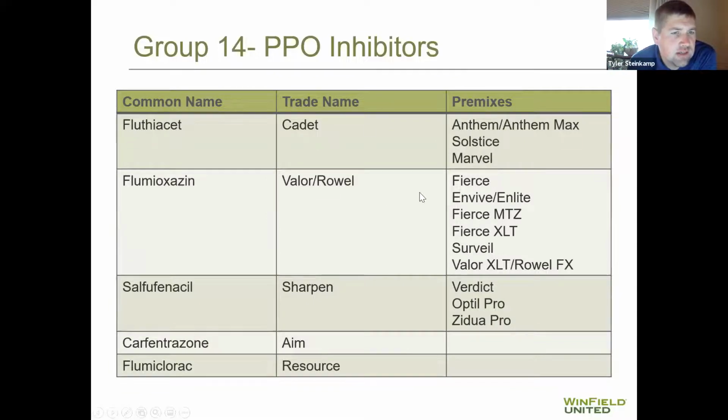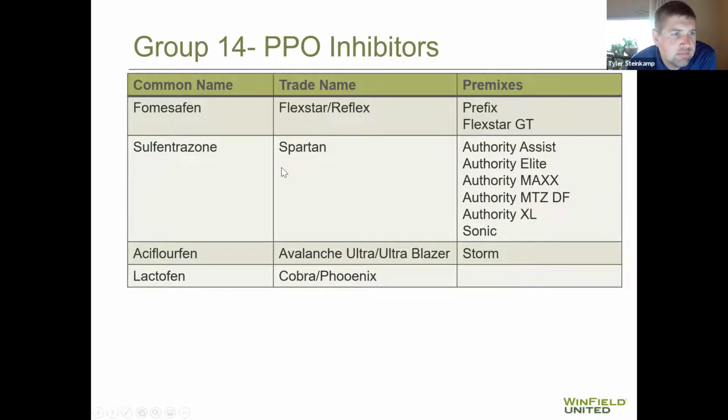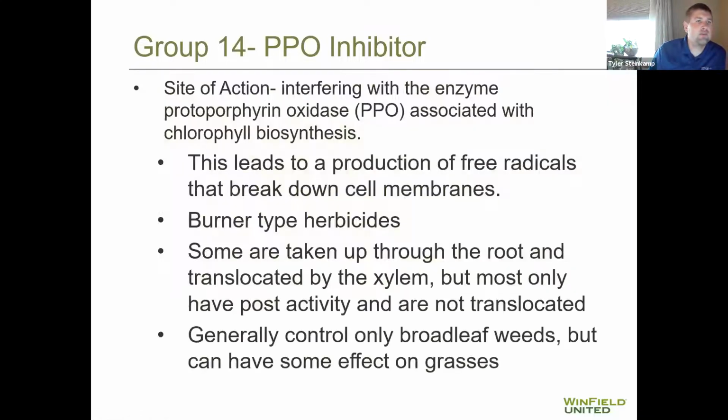But you can see some other ones in here. You've got things like Valor, Sharpen, AIM, Resource, Spartan, which would be in the Authority products, or Sonic, Avalanche Ultra, Ultra Blazer, and then Cobra or Phoenix. And I see I have Phoenix spelled wrong. My bad. So there's quite a few that fit in this category. Some of them have soil activity, some of them do not.